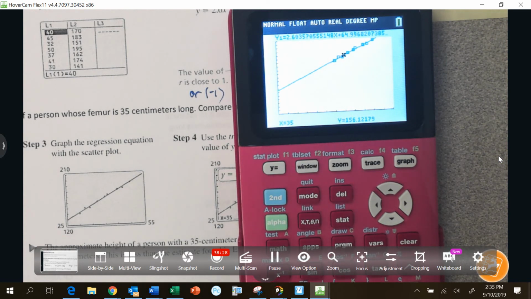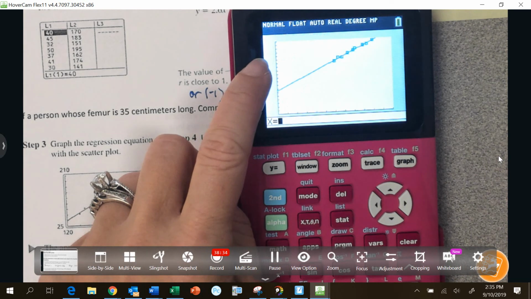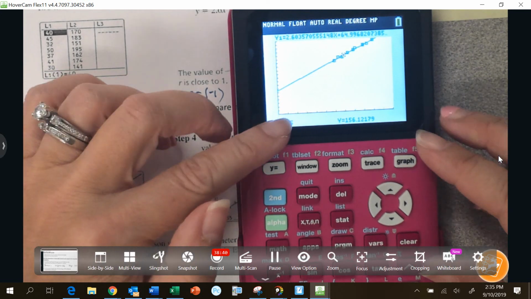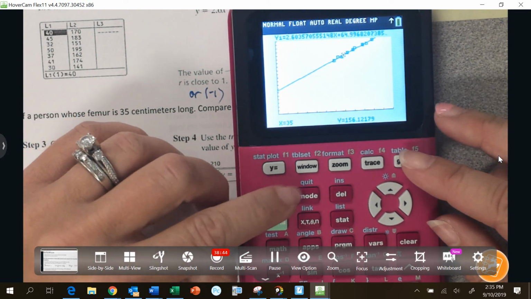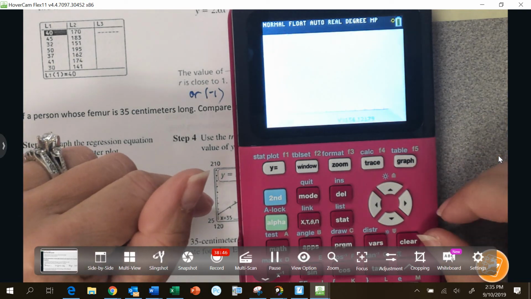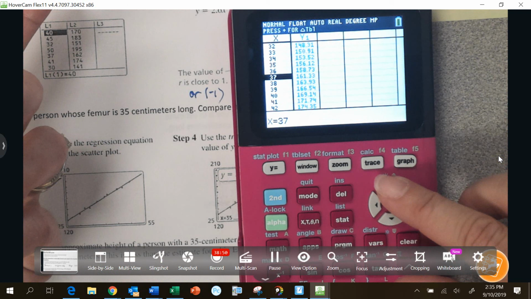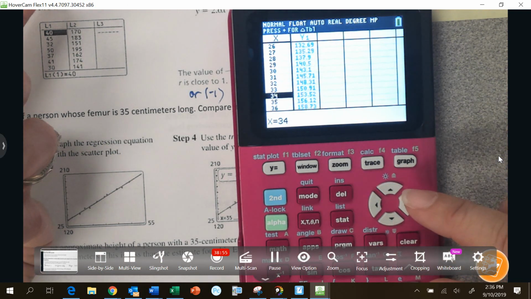I'm guessing it's centimeters. Second trace, value. All right, 35, enter. You can also use your table if you don't remember that. If you go second graph, you can go and find any values in your table as well.